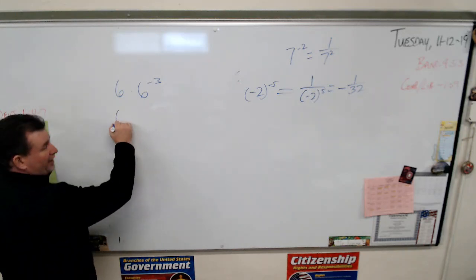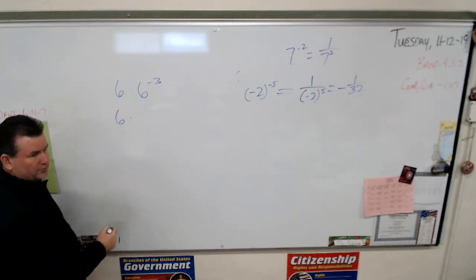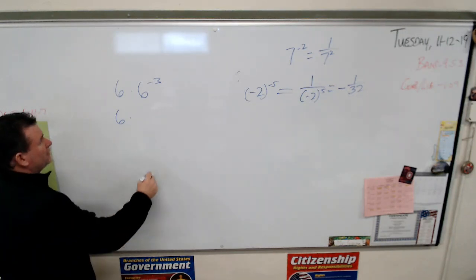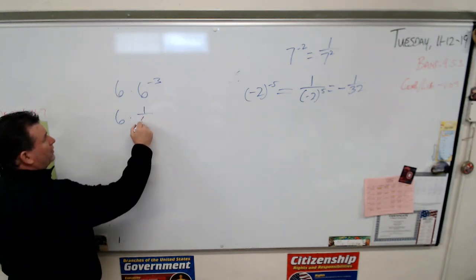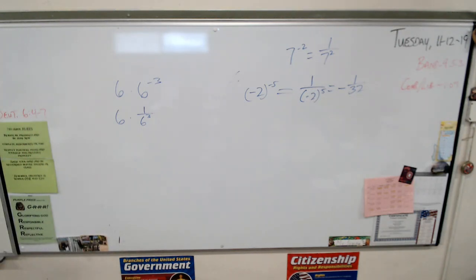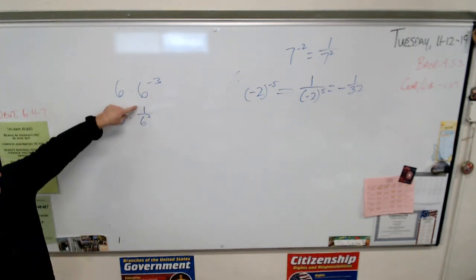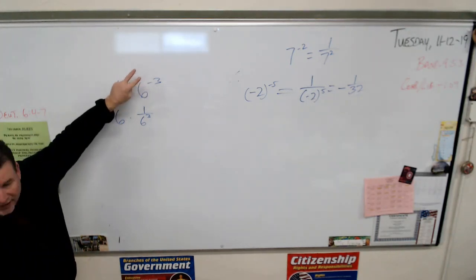Okay, Noah, we're going to rewrite this. 6 times 1 over 6 cubed. Do you understand what I just did? Okay. 6 times 6 to the negative 3. I change 6 to the negative 3.